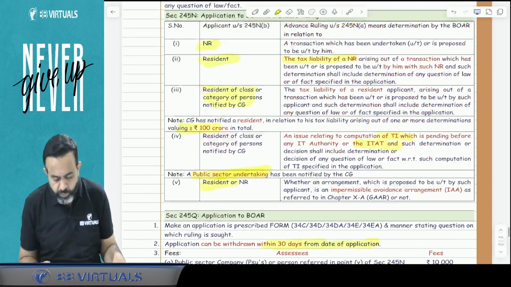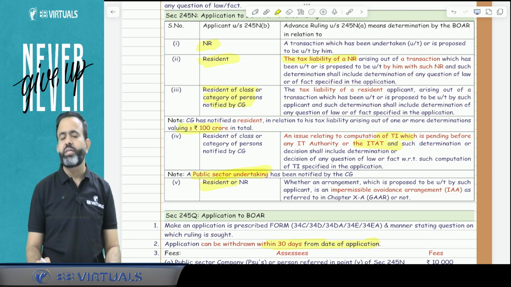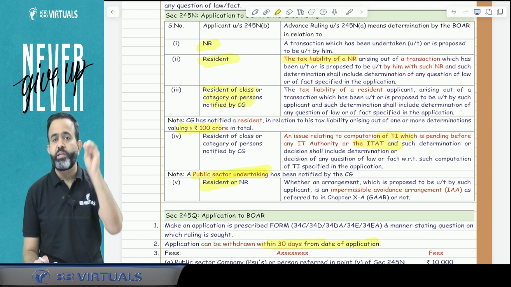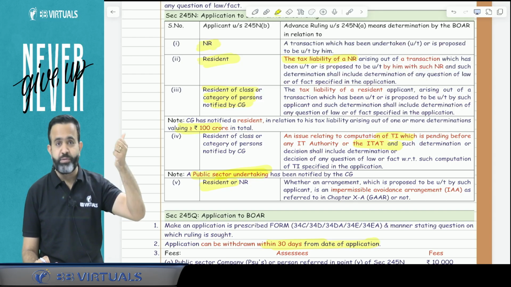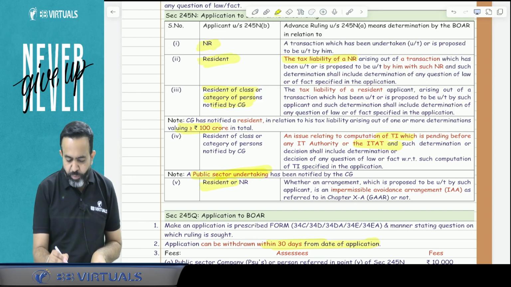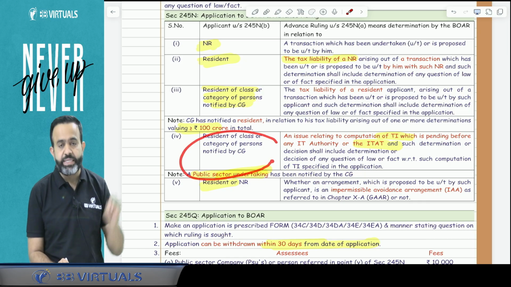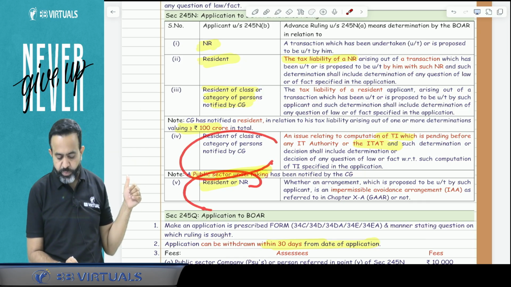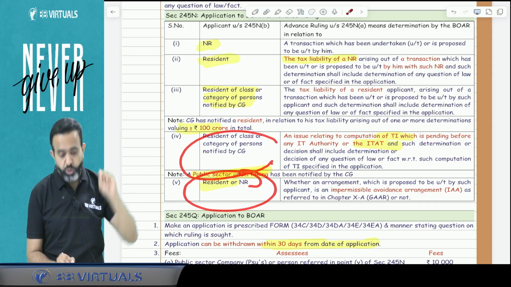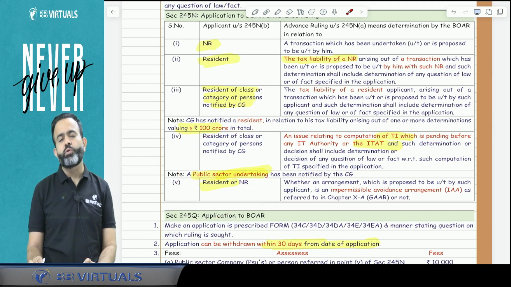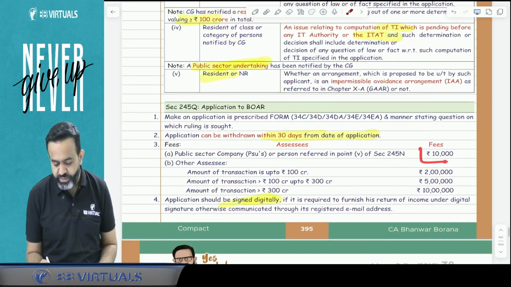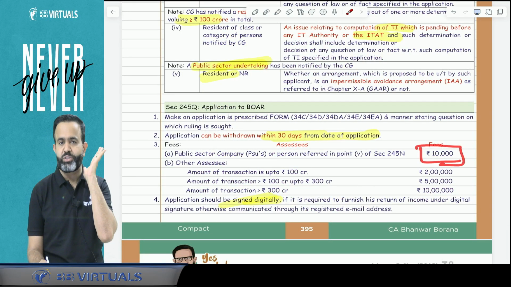Now the question is, suppose you made the application for advance ruling, sir, what will be the fees for the application? So guys, there is a fee. Now what is the fee? So here the lawmaker says that the first is in case of a public sector undertaking, and the last is in case of a resident or non-resident, whether GAAR applies or not. In these 2 cases guys, the fee for application is 10,000 rupees.